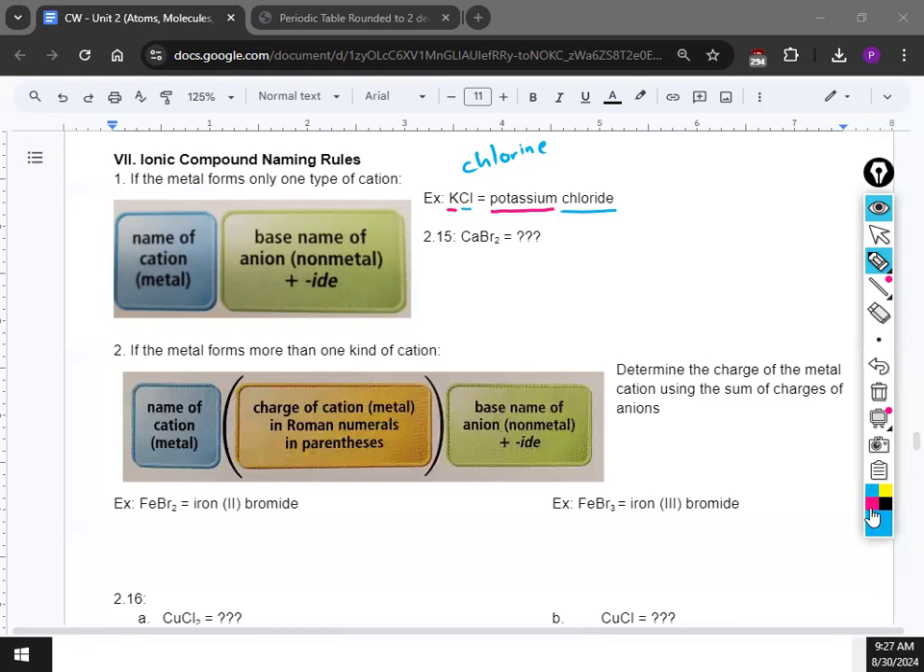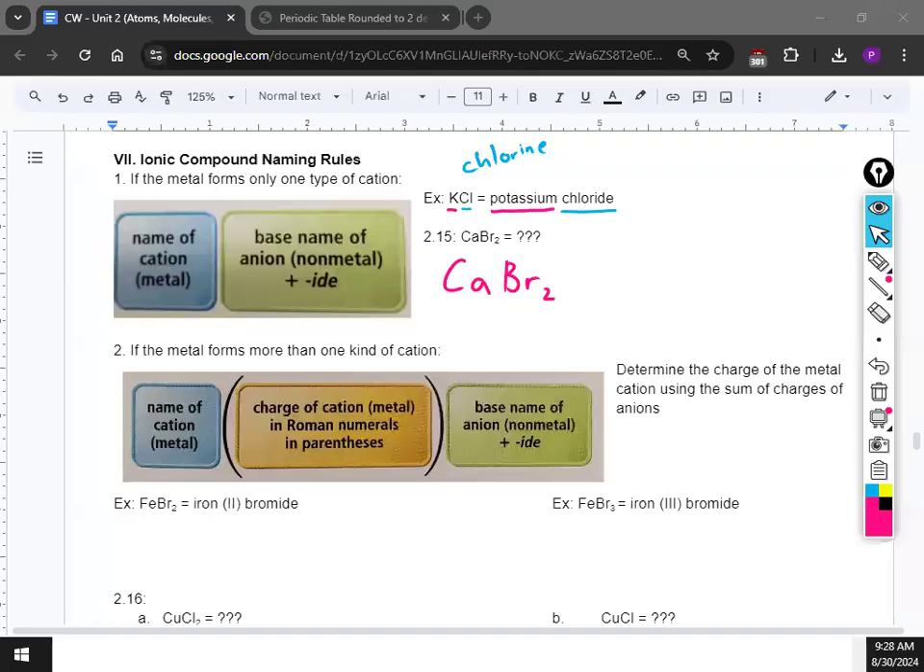All right, let's see if you guys can try one on your own. This is going to follow the same rule. We have CaBr2. Okay, so work with the person next to you. See if you guys can take a minute to figure out the name of CaBr2. And then we'll go over it in 1 minute.